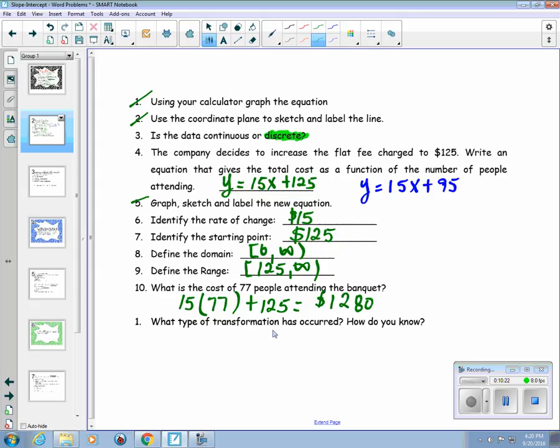You just told me because I asked you a few minutes ago. A shift up. Very good. How do we know that it has been shifted up? The y-intercept is what? It's higher. There you go. The y-intercept is higher. Are we good? You with me?